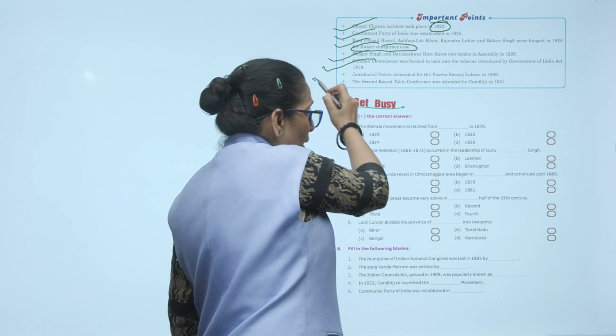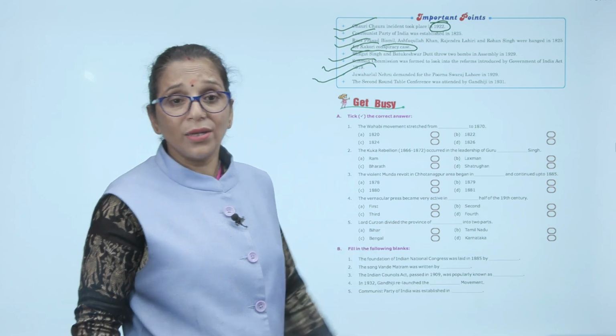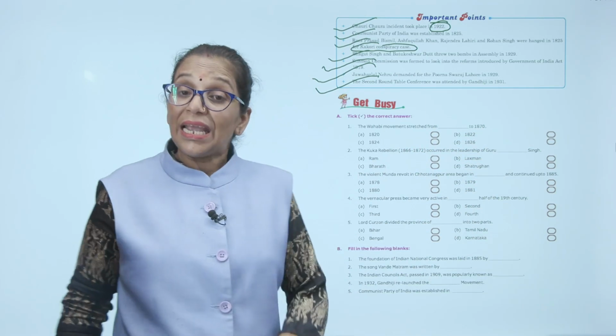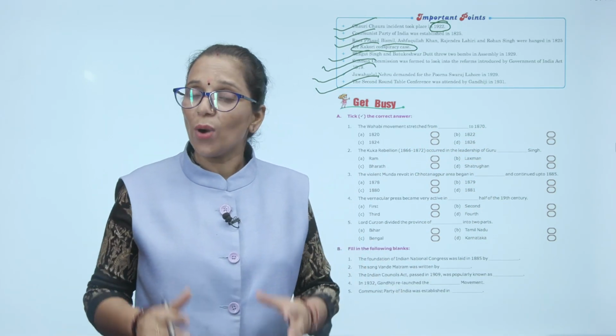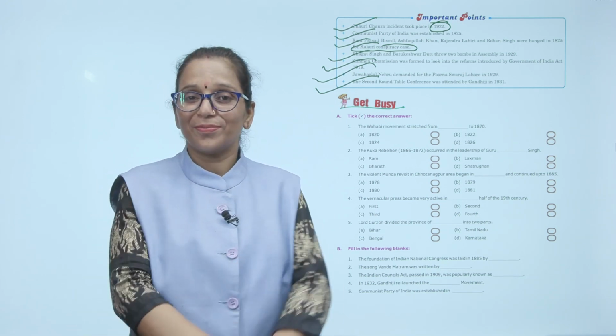Jawaharlal Nehru demanded Purna Swaraj in the Lahore session of INC in 1929. The Second Round Table Conference was attended by Gandhiji in 1931. So that's the end of the chapter. I hope you understand each and every topic. Please do the exercise carefully.